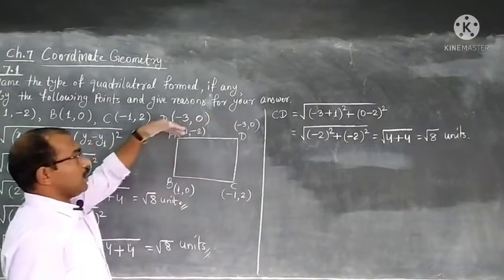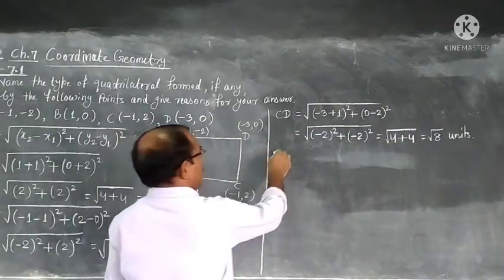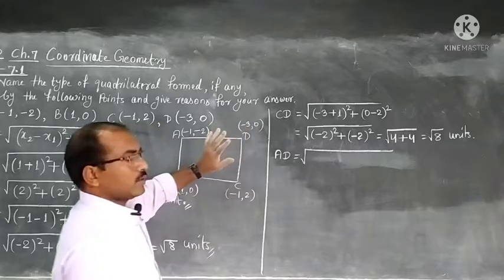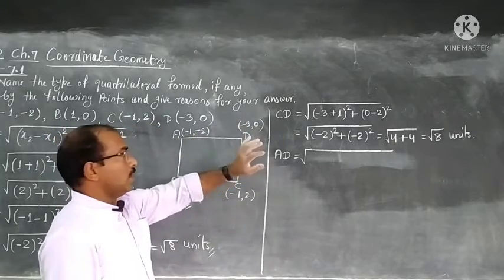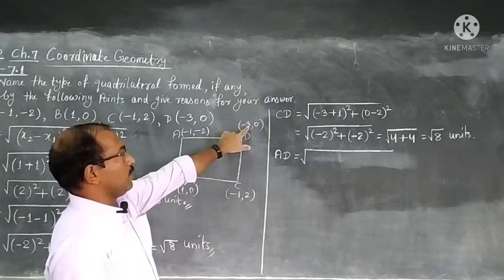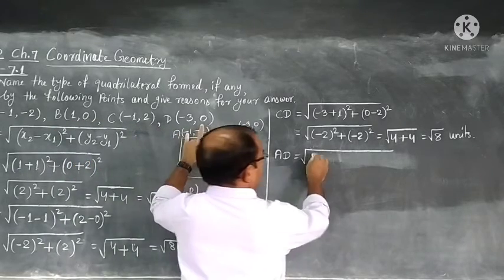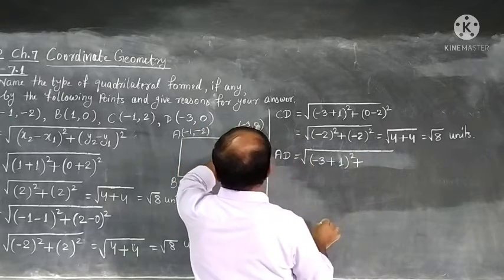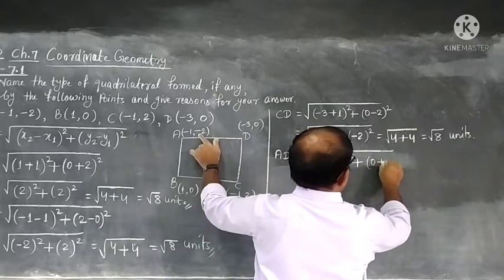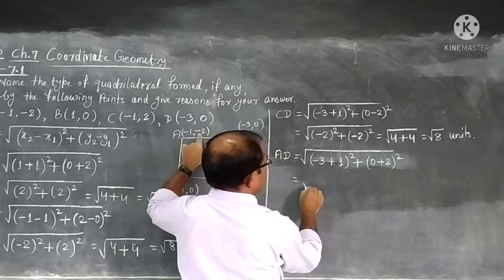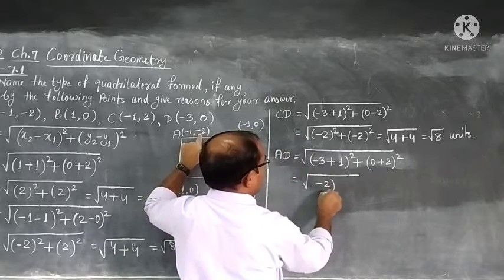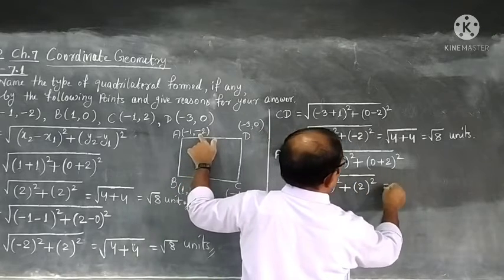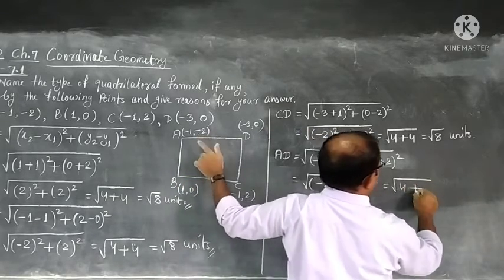One more side, DA or AD, it is up to us whichever name we write. AD. So x1 y1, x2 y2, x2 minus x1 will be -3 minus minus 1, so -3 plus 1 whole square, plus 0 minus minus 2, that is 0 plus 2, whole square. We get -2 square and 2 square. This also is 4 plus 4, root 8.